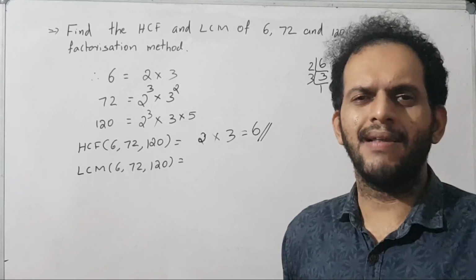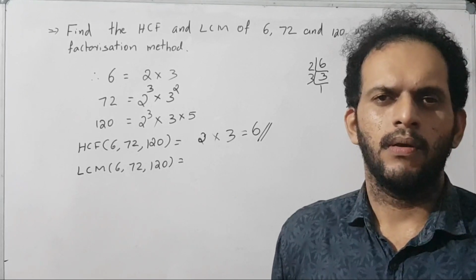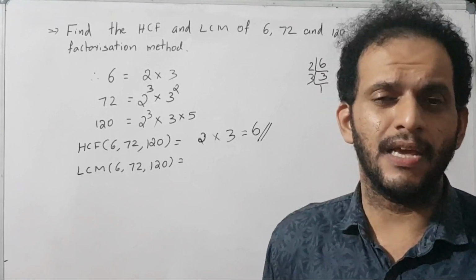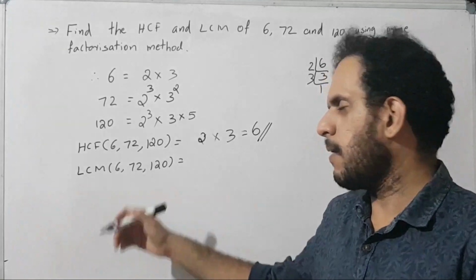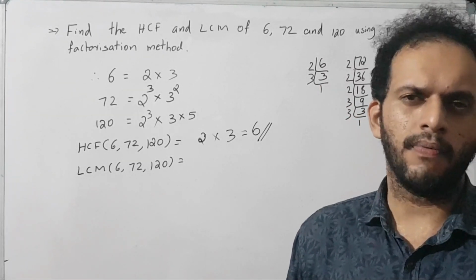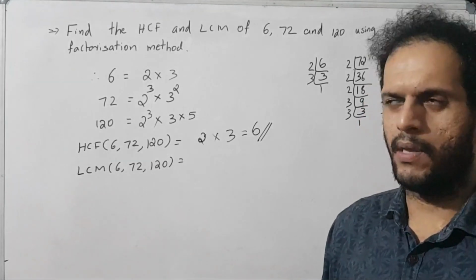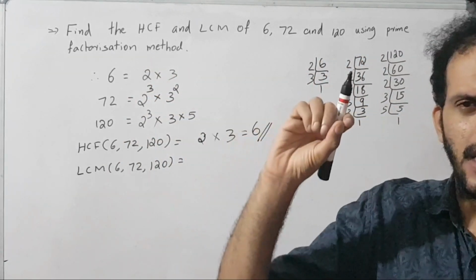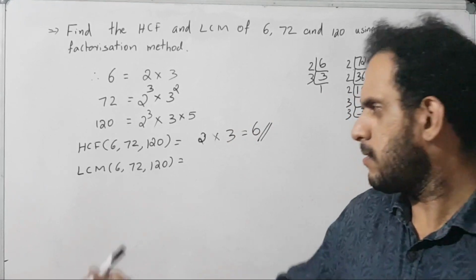LCM. Then what is an LCM? LCM is a product of highest powers of prime factors involved in the numbers, occurring in the numbers, correct? What is LCM? LCM is a product of highest powers of prime factors involved in the numbers. These numbers in the prime factorization, all numbers in the highest power in the product of LCM.